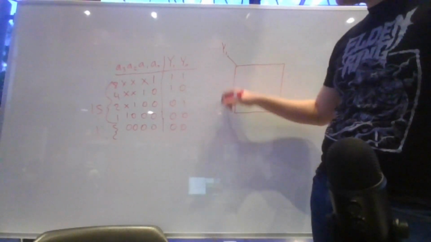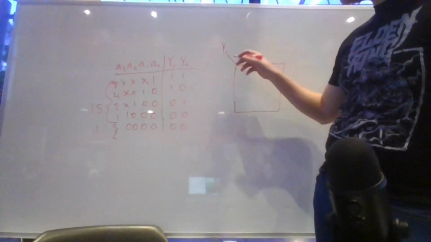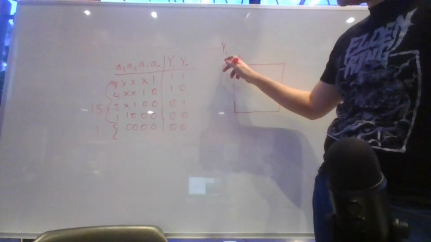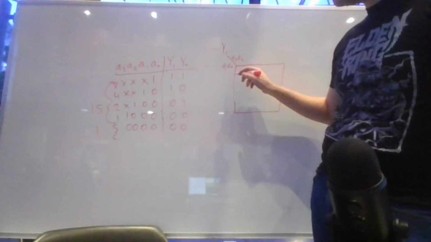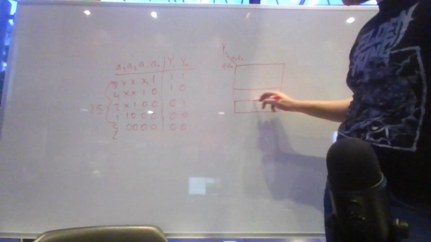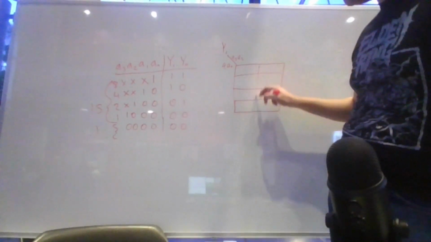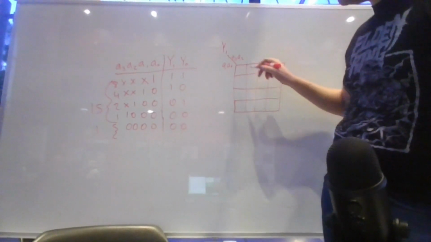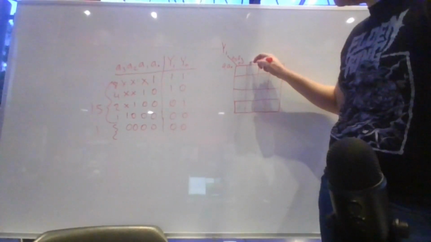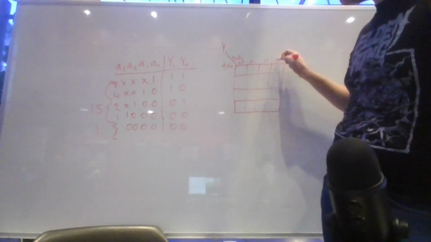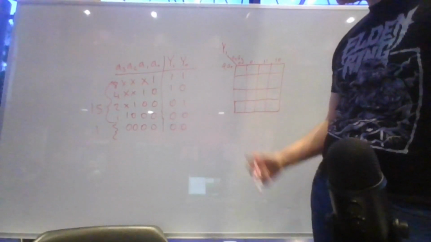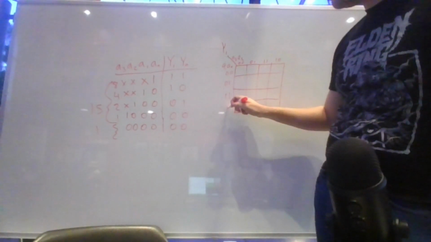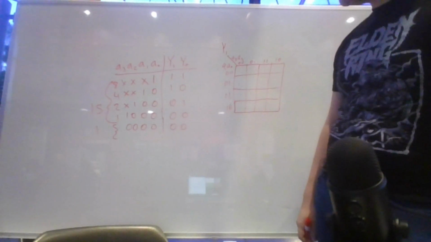There's 4 bits, so I'm going to have 2 bits for the column and 2 bits for the row. So I'll do A3 and A2 up here and A1, A0 down here. I'll go ahead and label my rows and columns. And remember that when you label these rows and columns, you always have to use a Gray code for every consecutive sequence, which just means you only change 1 bit at a time. 1, 1, 1, 0.